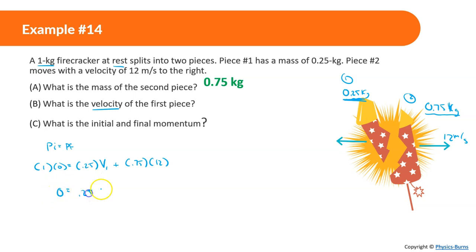0 is equal to 0.25 V1 plus 0.75 times 12, and that's 9. So now we can just move things around a little bit. I'm going to put 9 on the other side. Negative 9 is equal to 0.25 V1. And then we can divide both sides by 0.25. And we get V1 is equal to negative 9 divided by 0.25, which is negative 36 meters per second.